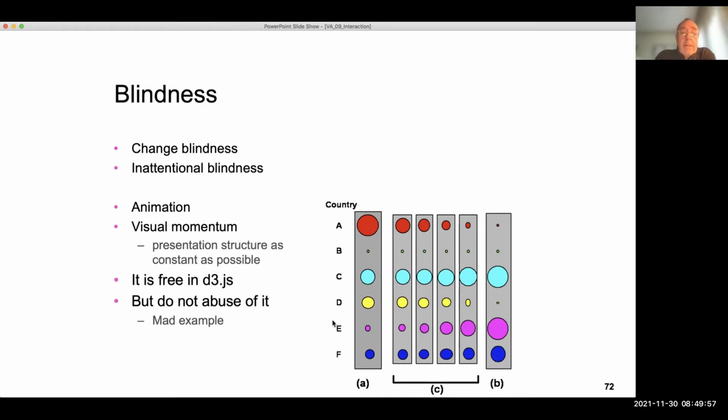And it's not a bad thing to do because it is free in D3.js. I don't know if Marco Angelini already discussed this with you, but it is just an option, a parameter, in the library. So it's very easy to animate something, but please do not abuse it. I had to fight against my students in their theses to avoid using animation everywhere with no reason, and I wanted to show you an example of that.